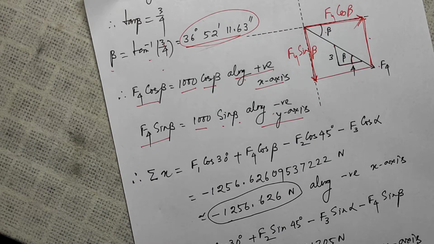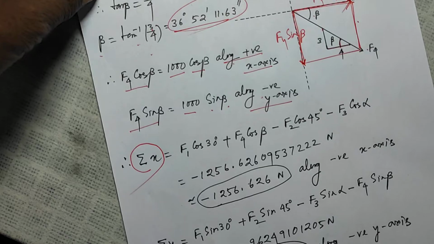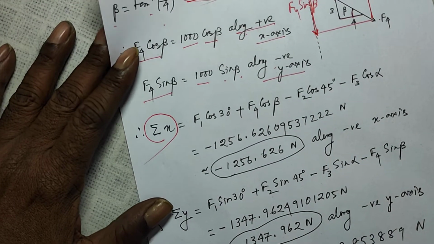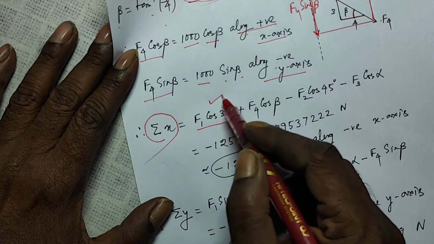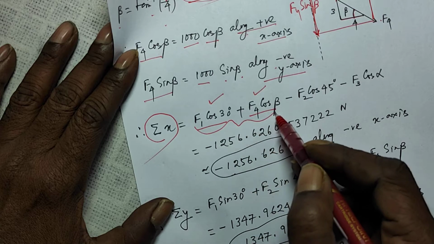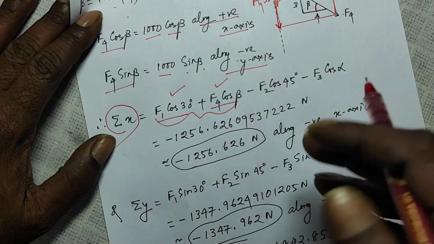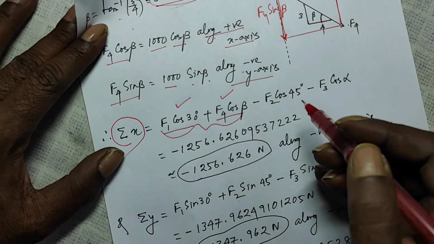So we have resolved the 4 forces. We have found their projections along the x-axis and y-axis, and which are along positive x-axis and which along negative x-axis. Now let us find the sum of all the forces along the x-axis. I have taken the positive ones first: F1 cos 30 and F4 cos beta, both along positive x-axis. Both are added because they are in the same direction, and when two vectors are in the same direction, the resultant is just their arithmetic sum.